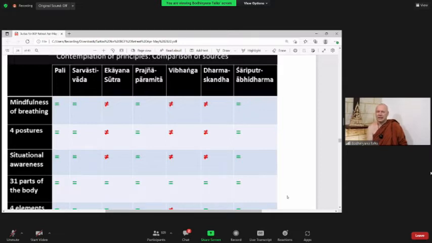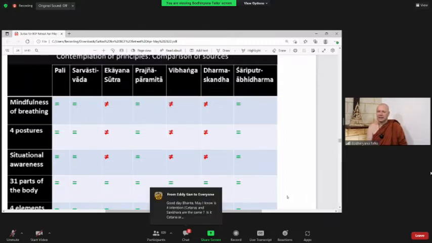Then we have the Prajna Paramita Sutta. This is also found in Chinese language and Sanskrit as well. And this is a Mahayana Sutta, but within that Mahayana Sutta, there is also Satipatthana, which is kind of interesting. This is not such an important source, but it's still interesting just to compare it to the others.